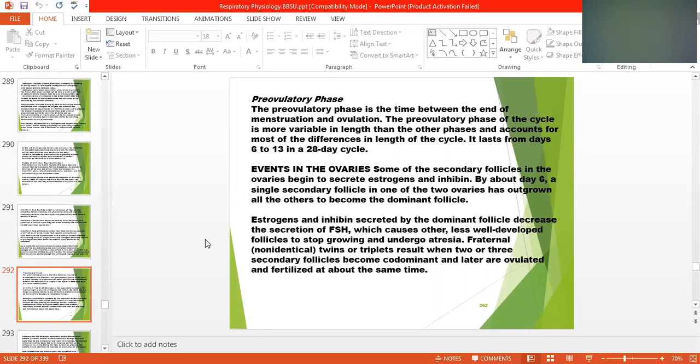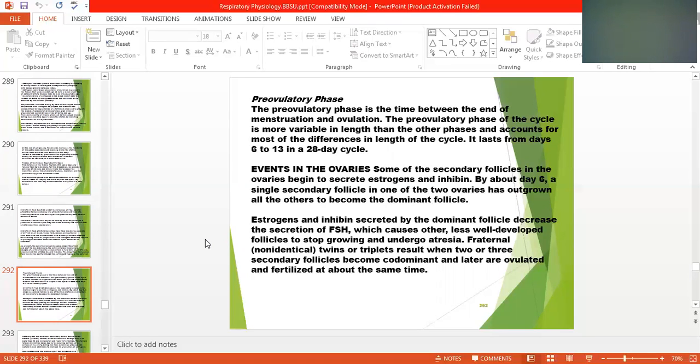We go through once again the pre-ovulatory phase. The pre-ovulatory phase is the time between the end of menstruation and ovulation. The pre-ovulatory phase of the cycle is more variable in length than the other phases and accounts for most of the difference in the length of the cycle. It lasts from 6 to 13 days in a 28-day cycle.